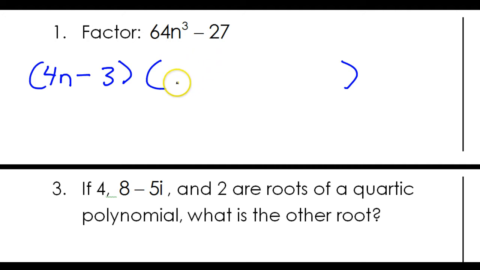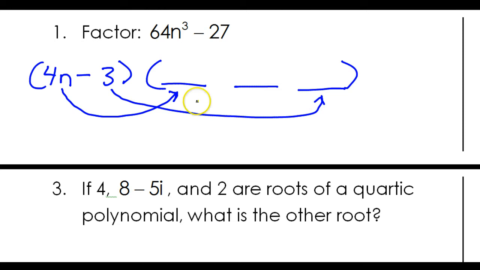Now, for the trinomial, it's a trinomial, so there will be 3 terms, a beginning, a middle, and an end. Let's do the beginning and end next, because the beginning is going to come from this and the end is going to come from this, and all we're doing is we're going to square these. So if I do 4n squared, that's going to give me 16n squared. If I do negative 3 squared, that's going to give me a positive 9. So that's how you get the beginning and the end.